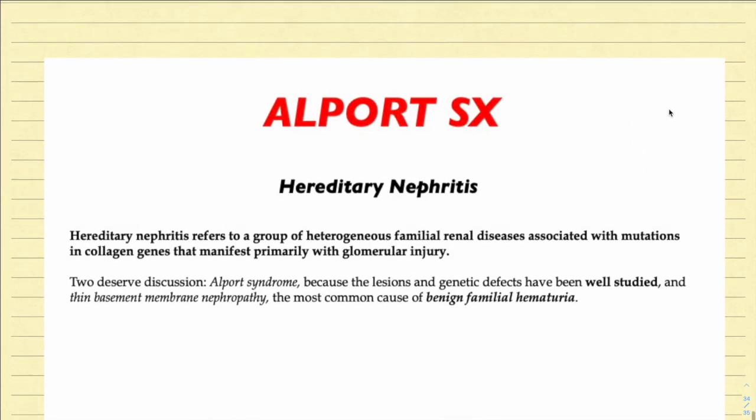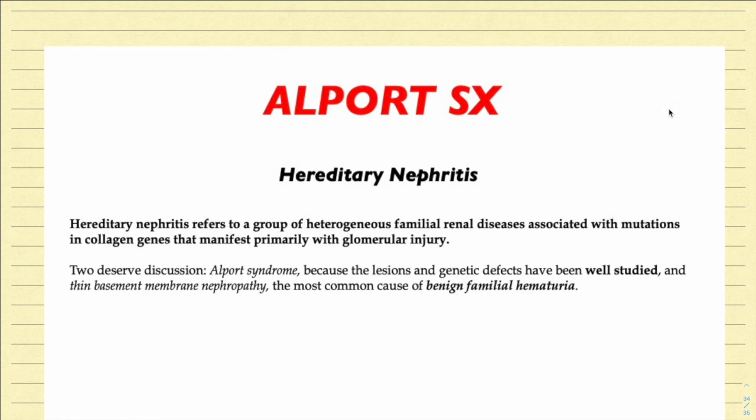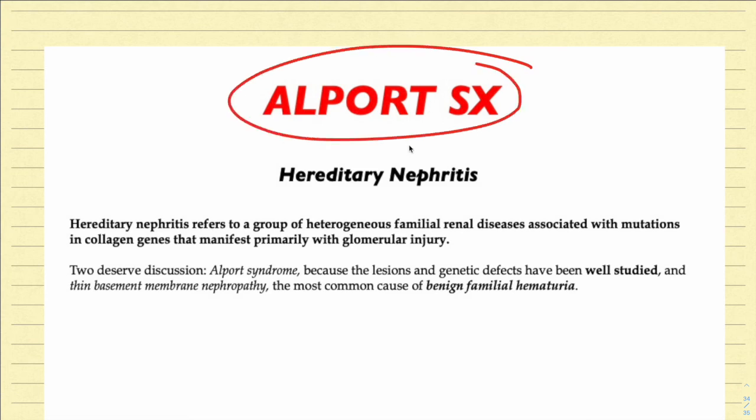Okay. Now one type of hereditary nephritis. We are going to read about one example of hereditary nephritis, that is Alport syndrome. So remember that hereditary nephritides are a group of familial renal diseases associated with mutations in the collagen genes, which manifest as primary glomerular injury.